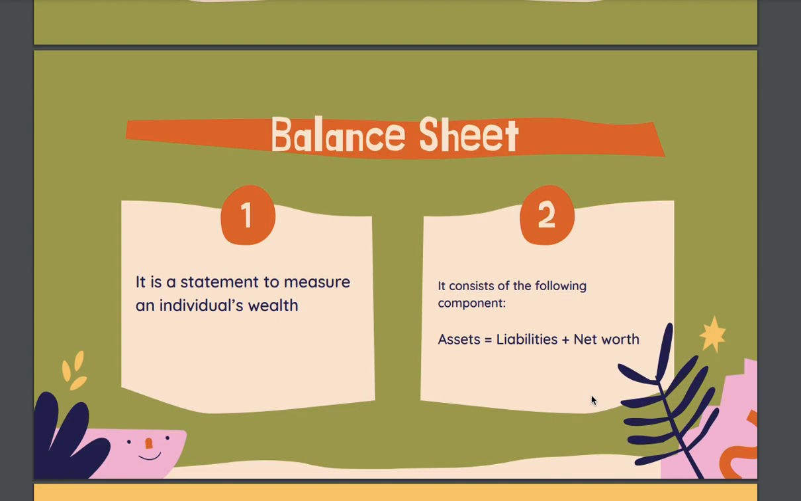Okay, so let's have a look at the balance sheet first. What is the balance sheet? It is a statement to measure an individual's wealth, and it consists of the following component. So the component in the balance sheet: assets is equal to liabilities plus net worth.